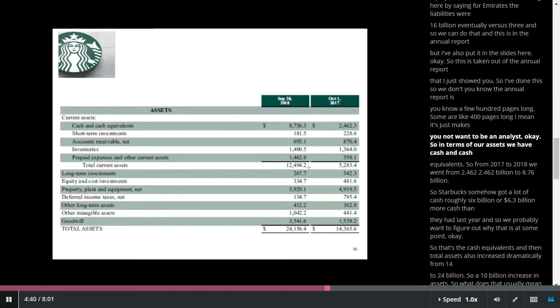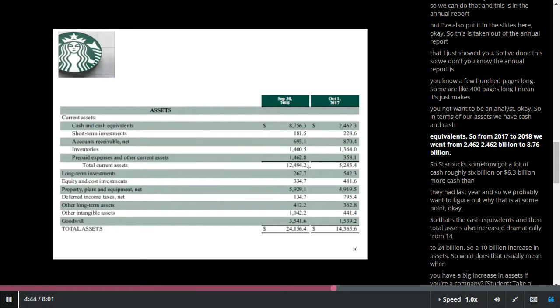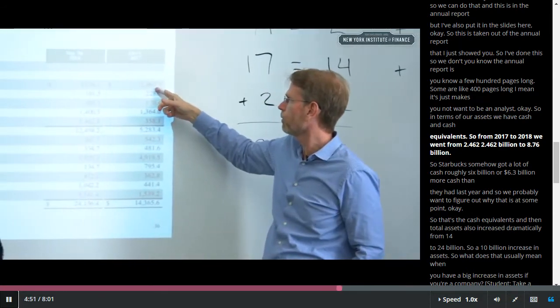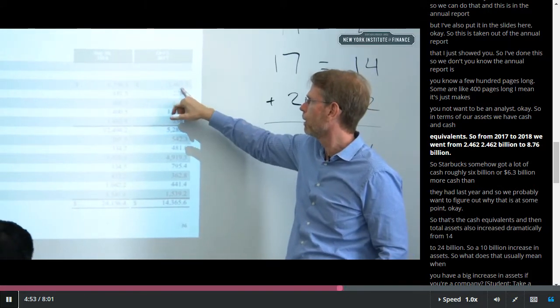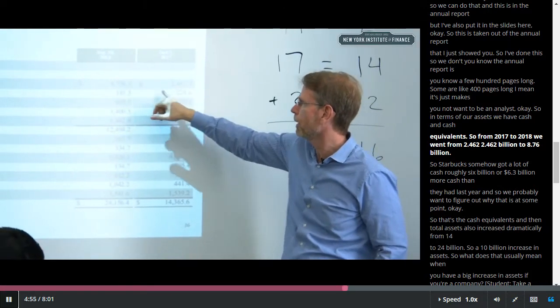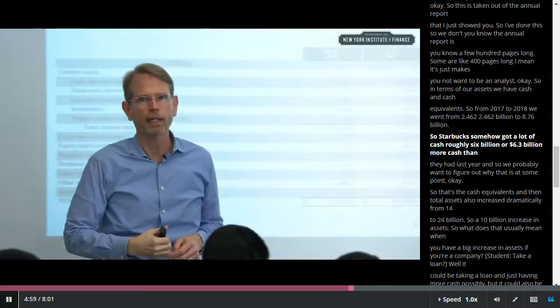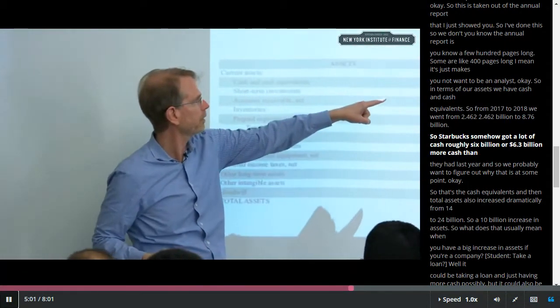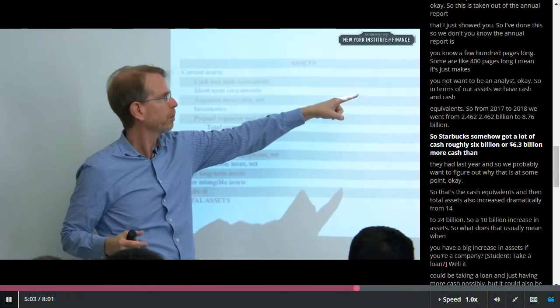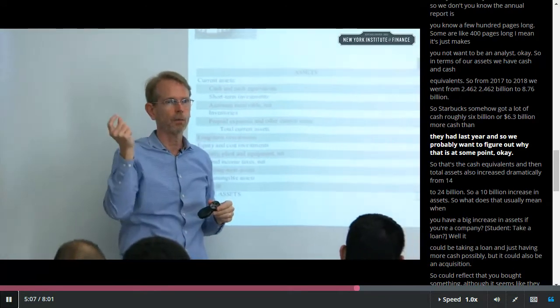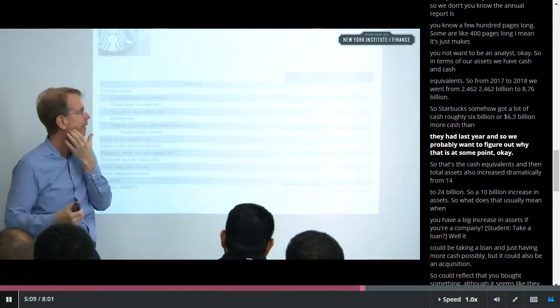Okay. So in terms of our assets, we have cash and cash equivalents. So from 2017 to 2018, we went from 2.462 billion to 8.76 billion. So Starbucks somehow got a lot of cash, roughly $6 billion or $6.3 billion more cash than they had last year. And so we'll probably want to figure out why that is at some point.